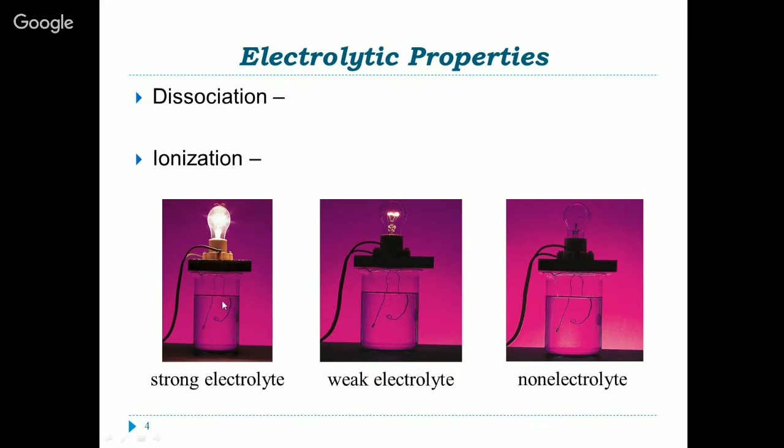So here we have an example of a strong electrolyte, which lights up the bulb very brightly. Here we have a weak electrolyte, which means not as much dissociation, so we have a dim light. And here, a non-electrolyte, there's no dissociation, so there are no ions, so the electrical current is not being conducted.